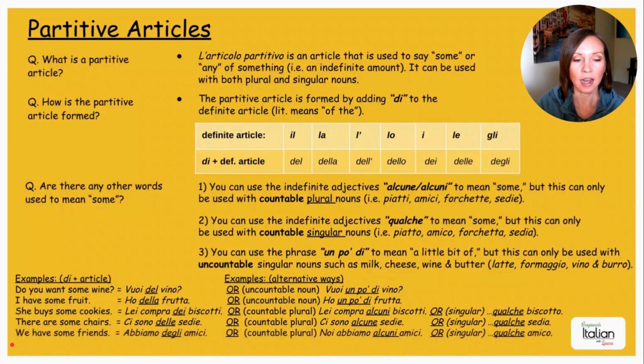We have some friends. Abbiamo degli amici. Okay, degli amici, because it is masculine plural and it starts with a vowel. Okay, so we're using degli. Or because it's a countable plural noun, we can say noi abbiamo alcuni amici. Alcuni amici, by keeping it plural. Or we can use it in the singular and say qualche amico. Okay, qualche amico. Okay, clear as mud.